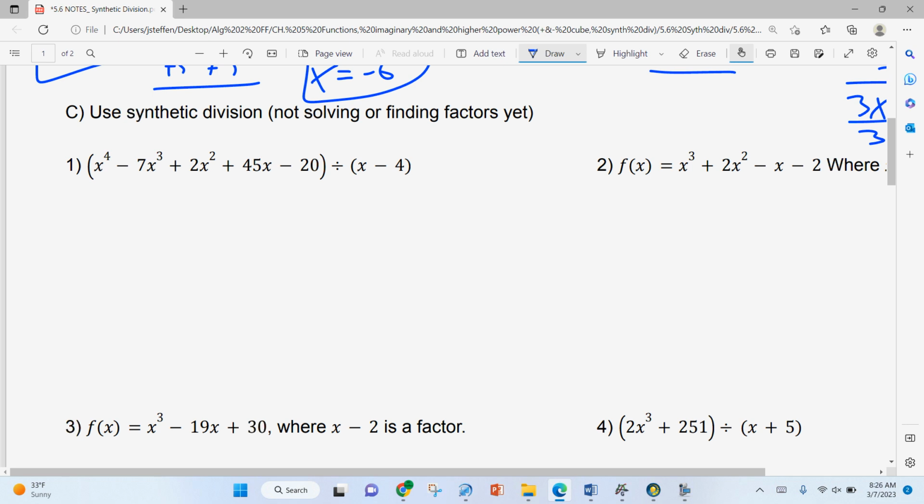And I set this up where you can see every way they'll ask you these questions. So the first one, they'll give you a division problem: x to the fourth minus 7x to the third plus 2x squared plus 45x minus 20, divided by x minus 4. Well, the first thing you need is, if x minus 4 is the binomial, then x is equal to positive 4, just like we got done doing. In synthetic division, that is the number that goes in the little box.